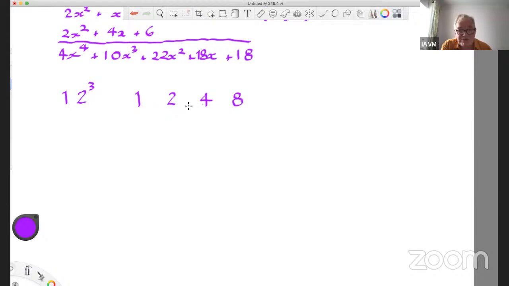And so we have this geometric sequence consisting of 4 terms, where the first term is the cube of the first digit, and the last term is the cube of the last digit. 8 is 2 cubed. So that's the first step. The second step is to double the middle 2 numbers. Double of this 2 is 4, and double of this 4 is 8.